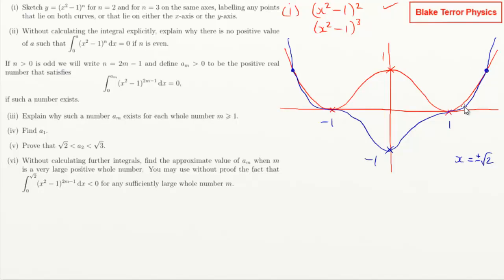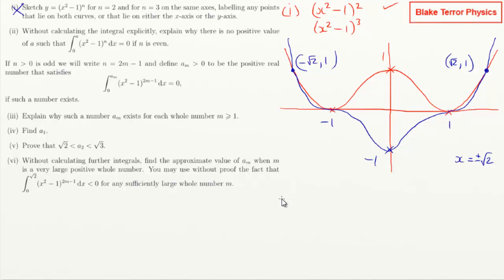So we know the blue line's got to end up above the red line when x is enormous. And we can also see, I suppose, when the contents of the bracket is between 0 and 1, then we're getting something between 0 and 1 squared versus something between 0 and 1 cubed. So the blue line is going to be lower, and then it's going to go higher when we pass through that point of root 2, 1 and minus root 2, 1. So that's sketched them and marked all the points on. Okay, it's quite a long first part to this question.